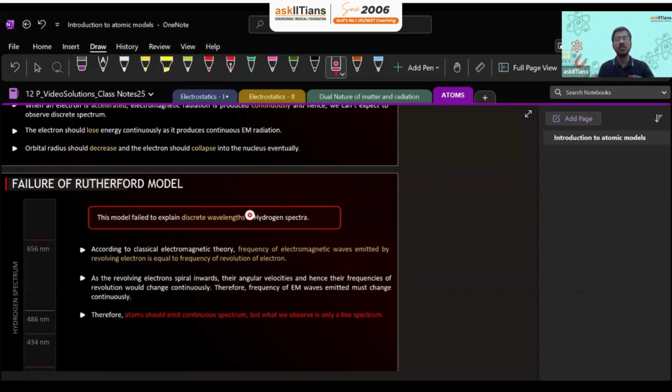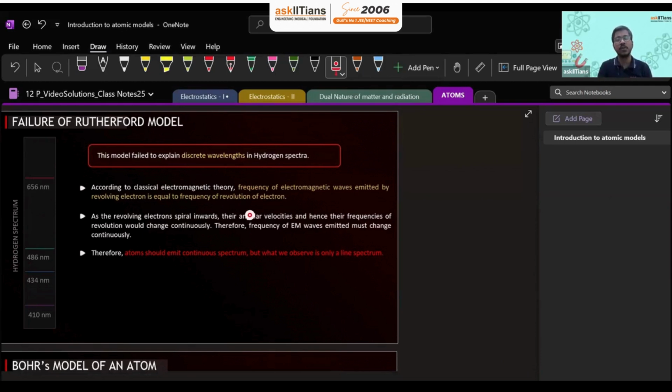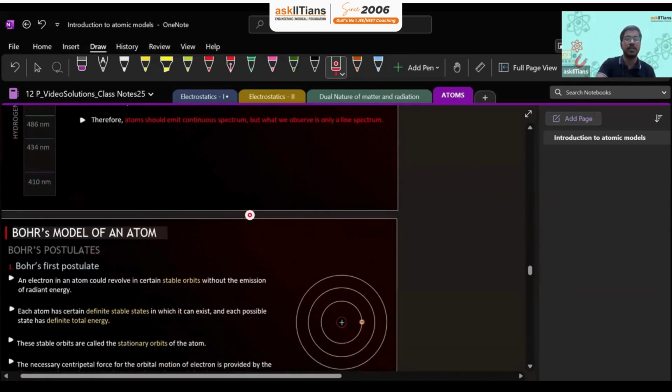So that means all possible frequencies and all possible wavelengths are possible, but that is not what is observed. We are observing only a line spectrum, a discrete spectrum. Only certain specific wavelengths are obtained, as you can see on the left side of this slide. There is a 656 nanometer wavelength here, 486 nanometer, 434 nanometer, 410 nanometer. These are all discrete, it's not a continuous spectrum where everything is present. But that is not what should be according to the classical electromagnetic theory, right?